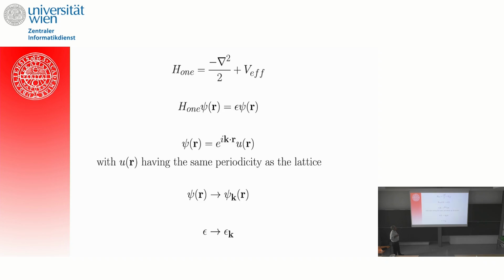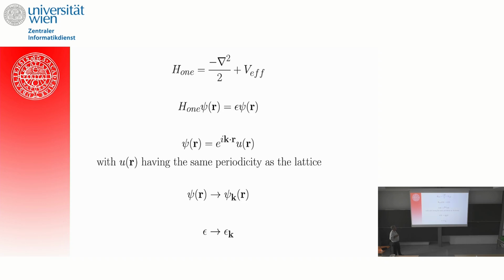Operating with this Hamiltonian on one electron state, you get back an energy times the electron state itself. Then Felix Bloch wrote in his thesis work, 1928, the symmetric form of the wave function as we now all use. Here it is. It has a plane wave component and a periodic component to it. This is a story that started in 1928. I'll come back to when it is about to end.